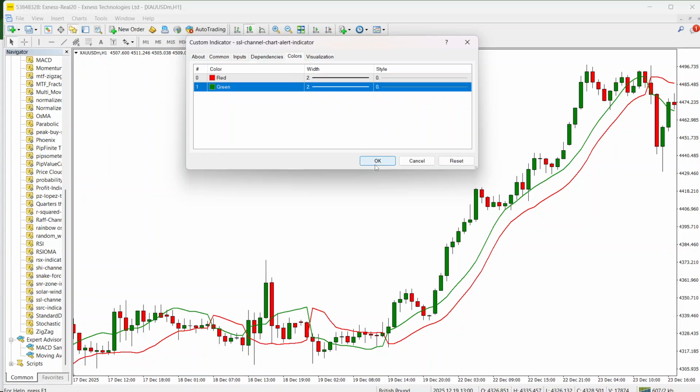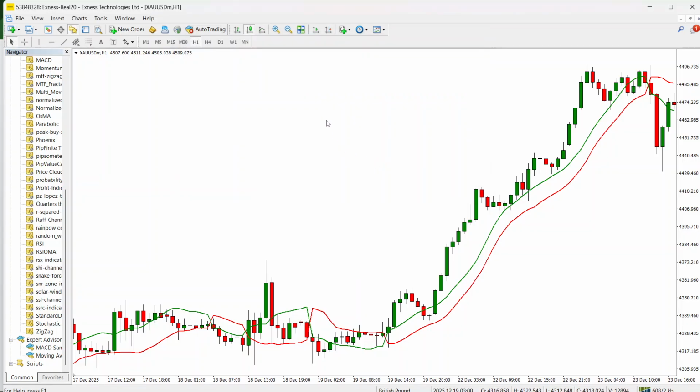Scalpers might use 5-minute charts with tighter thresholds and shorter periods for increased sensitivity, while swing traders prefer daily timeframes with longer periods to smooth out noise. The system's flexibility maintains accuracy across forex pairs, cryptocurrencies, and commodities without requiring formula adjustments.